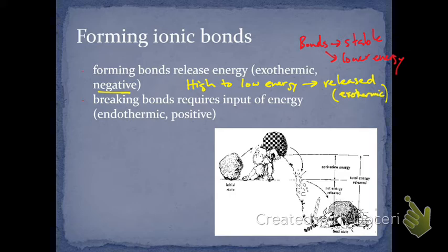Now, the bonds are stable, so in order to break a bond, you have to add energy. Putting in energy is called endothermic, or it would be a positive number. You have to put in that energy. Endo means in, exo means out, like an exit or something like that.